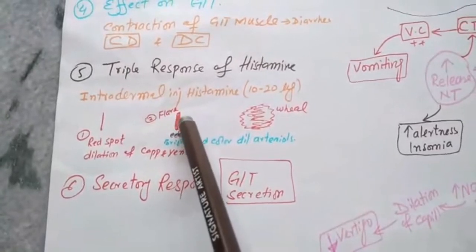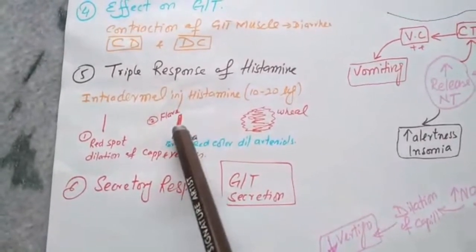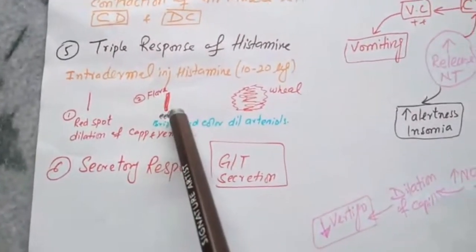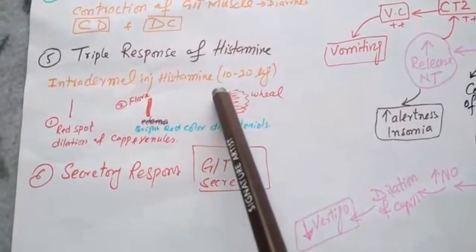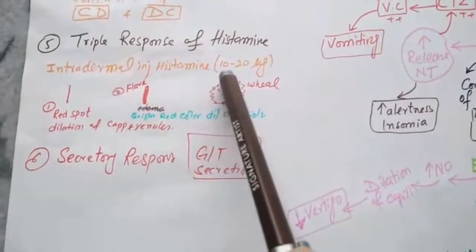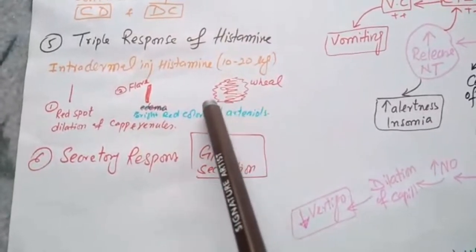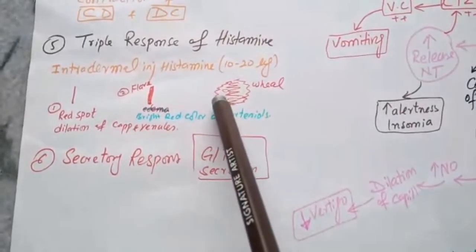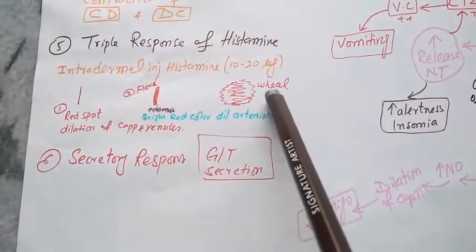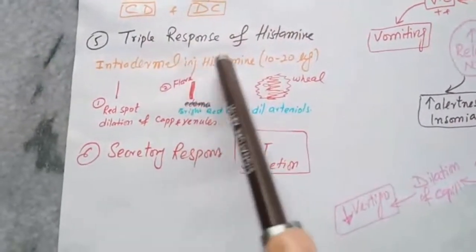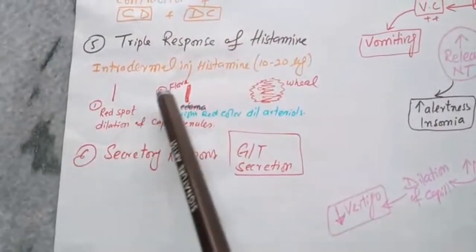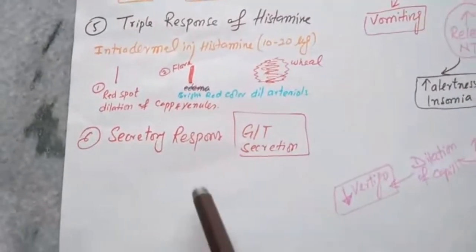This is sometimes an edematous condition, edema, flare. After the flare, this area will spread within the skin, and this spreading of the red spot is known as wheal. So the triple response of histamine is red spot, flare, and wheal.